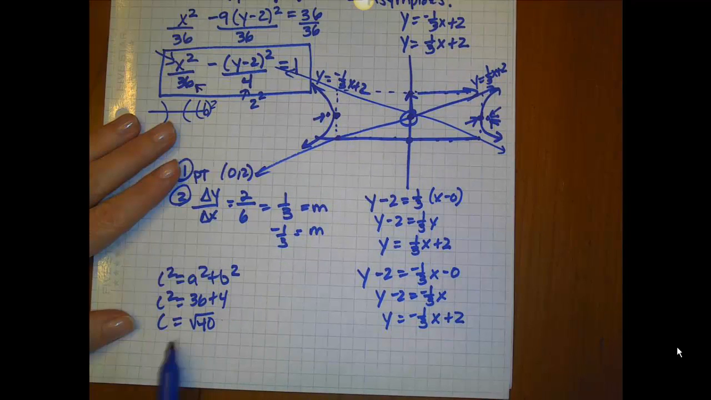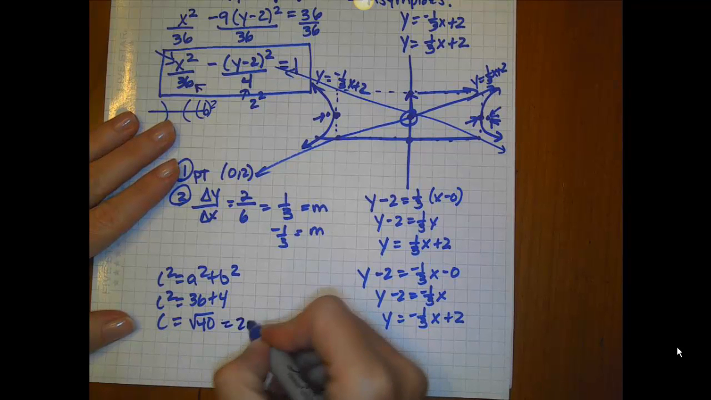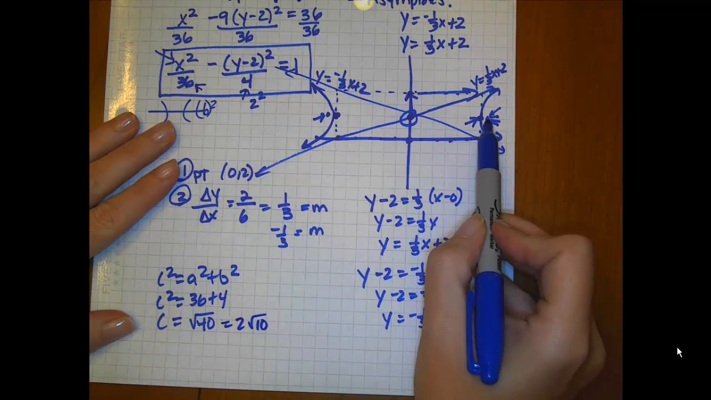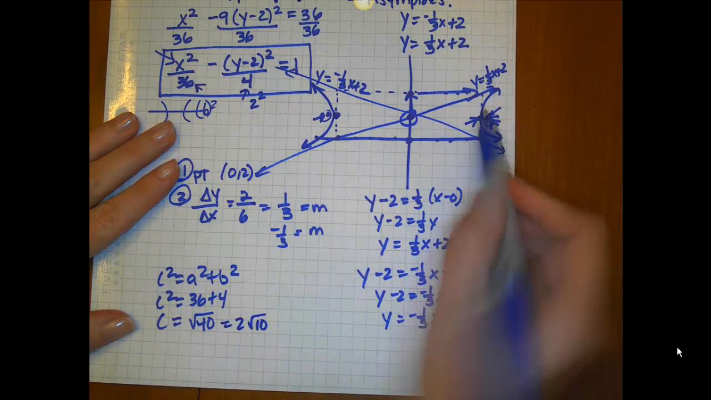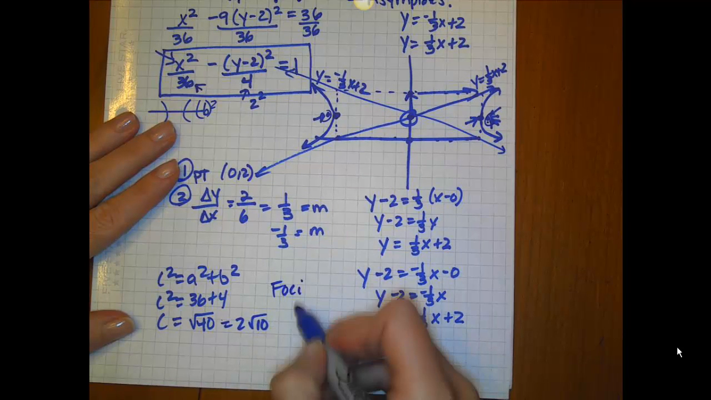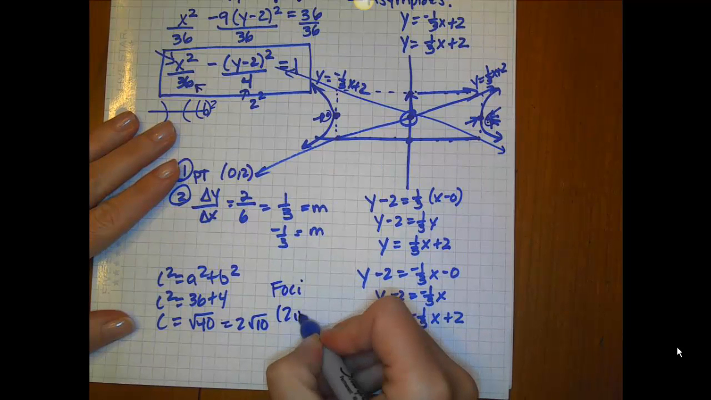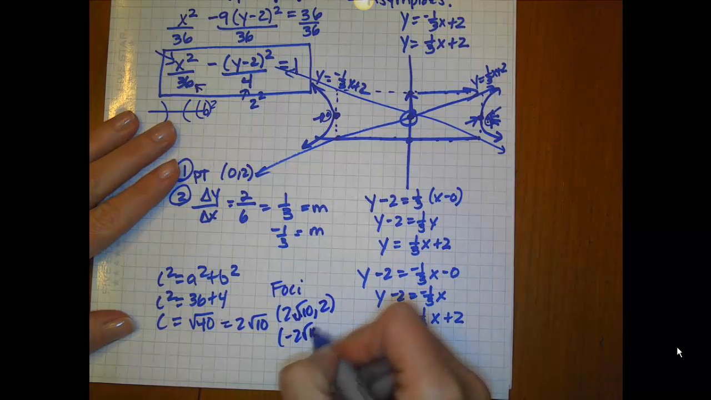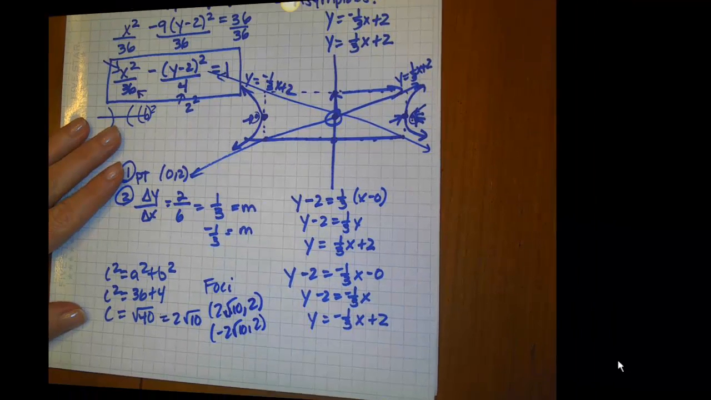Okay. So my foci is equal to a distance of square root of 40, which is 2 root 10 from the center. So from the center, 2 root 10 would be located here and here. So my foci points would be 2 root 10, comma 2, and negative 2 root 10, comma 2.